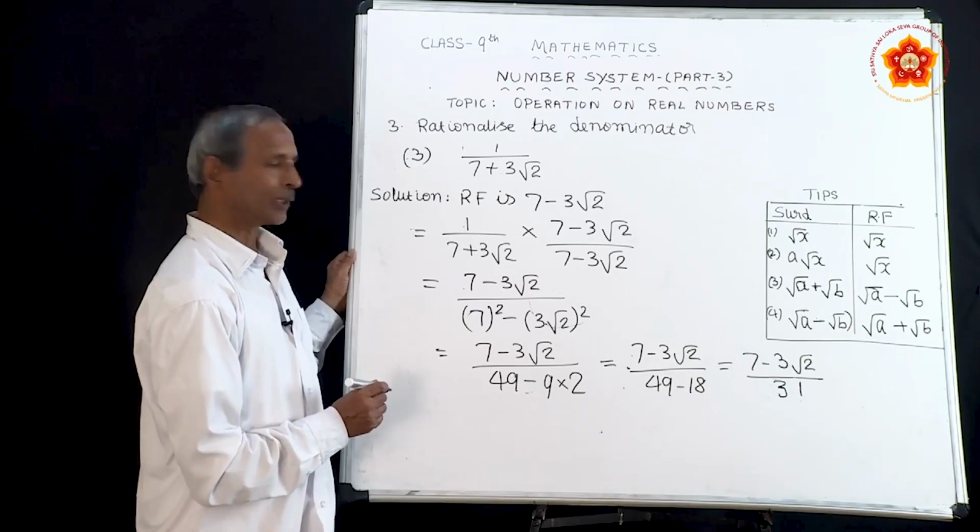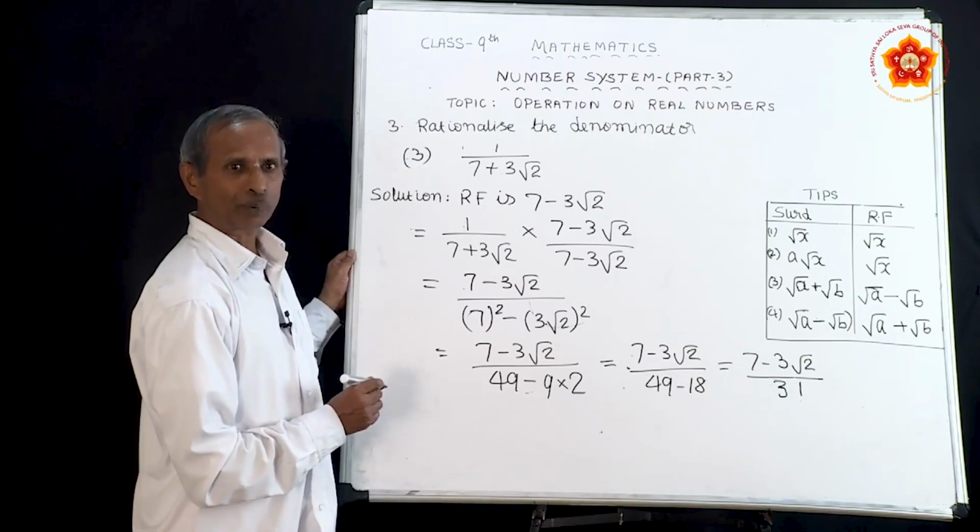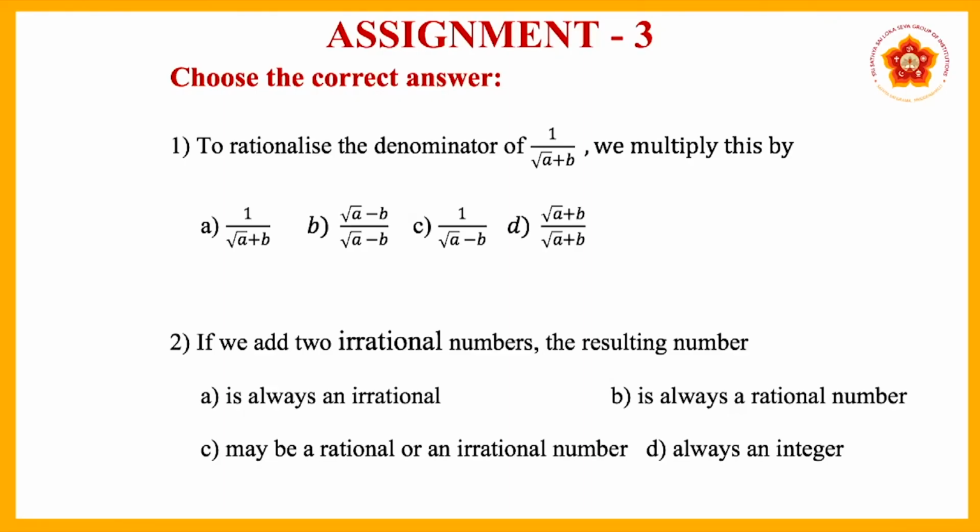Now, I am concluding this lesson. Before coming to the end, I will give some assignment for you. Choose the correct answer. The first question is to rationalize the denominator of 1 upon square root of a plus b. We multiply this by option A 1 upon root a plus root b, option B root a minus b upon root a minus b, third option C 1 upon root a minus b, fourth option D root a plus b upon root a plus b.